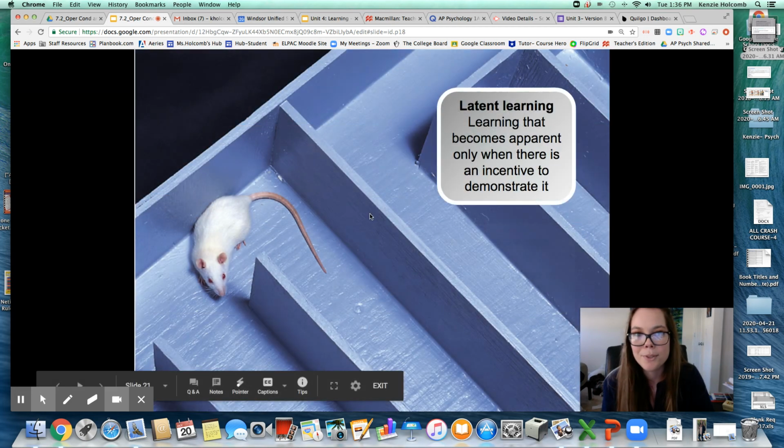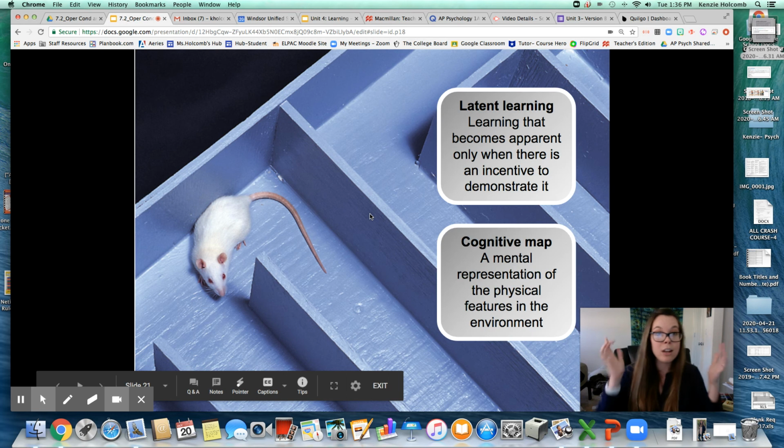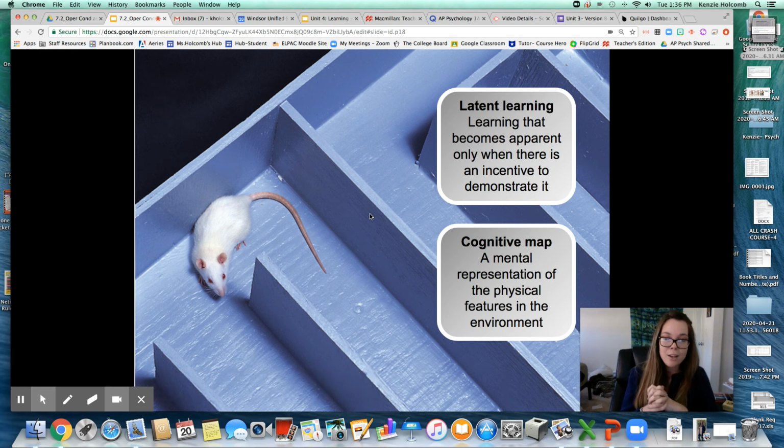All right, my people. So real quick, now two new vocab terms, okay? Now we're kind of off of the negative and positive reinforcement. You can do a little squiggle on your notes. This is just more vocab that goes along with operant conditioning. So latent learning is learning that becomes apparent only when there is an incentive to demonstrate it, okay? We're going to see an example of this later in class next week.